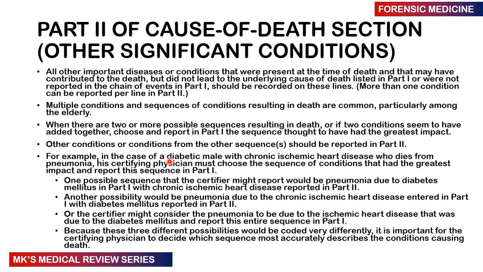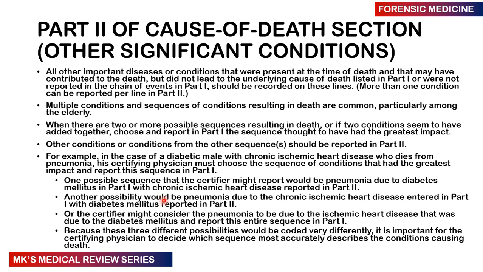So one possible way is this. The certifier can report that this person died from pneumonia due to diabetes mellitus in part 1, and then of course the chronic ischemic heart disease is reported in part 2. So that's one possible way in which this can be filled in. The second possible way is that this person would have died due to the pneumonia. All 3 scenarios agree that it's the pneumonia that may have killed this patient. So pneumonia due to the chronic ischemic heart disease, maybe it's a hypostatic type of pneumonia. Due to this chronic ischemic heart disease, that can be entered in part 1, and then the type 2 diabetes can be in part 2 as a significant condition.